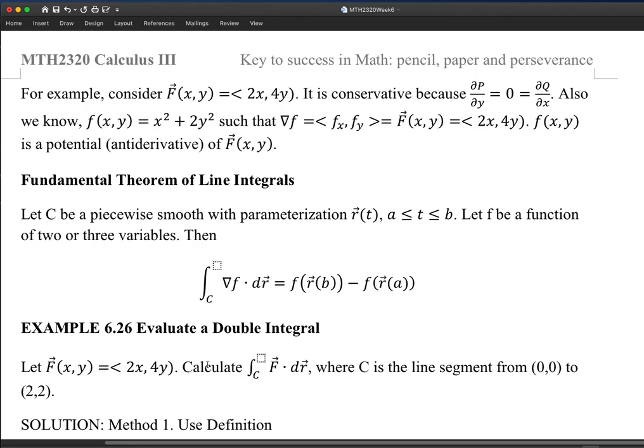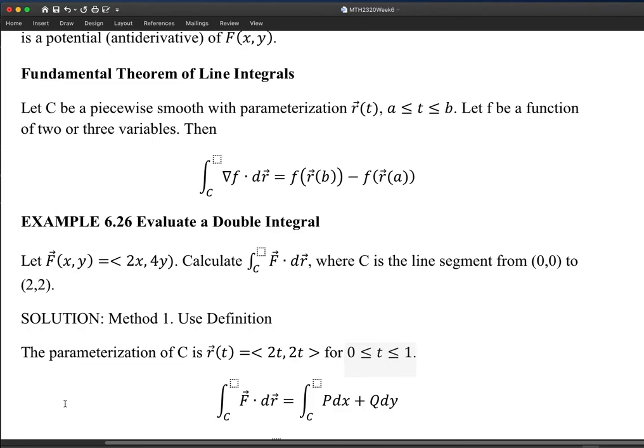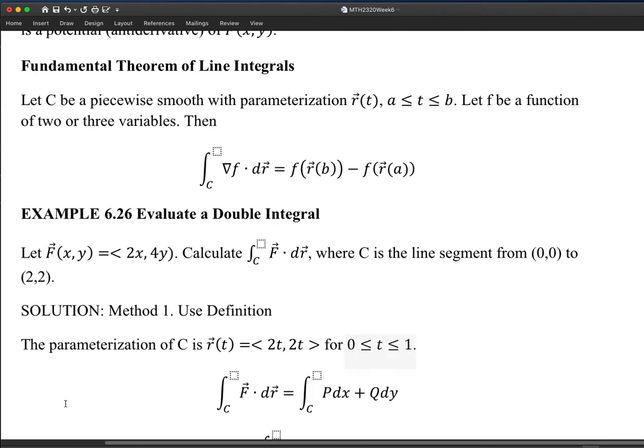Evaluate the line integral of F dot dr. F is given. The curve is a line segment moving from the origin to (2, 2). First I used the definition to calculate the line integral. This is a two-dimensional vector field, right? And so accordingly, the line integral turns out to be P dx plus Q dy.